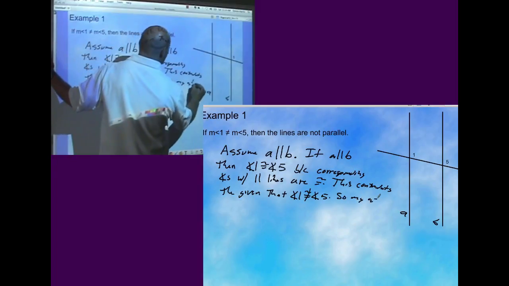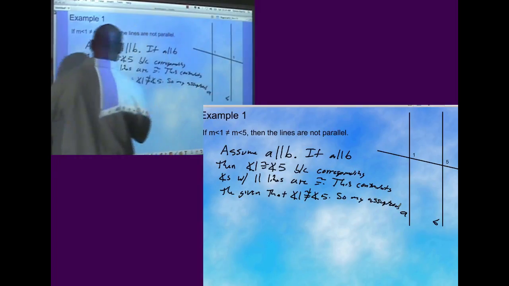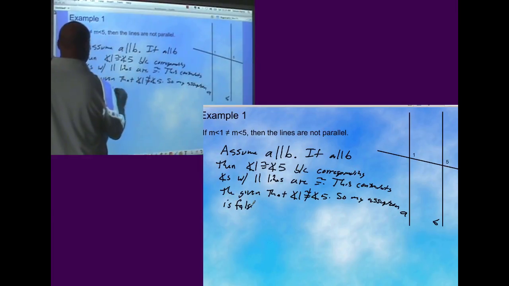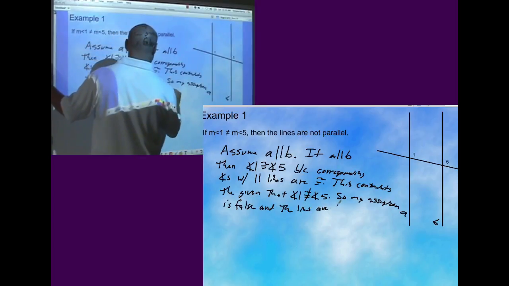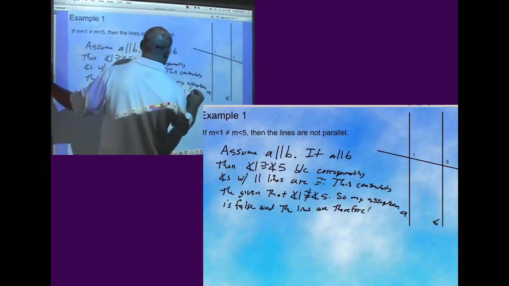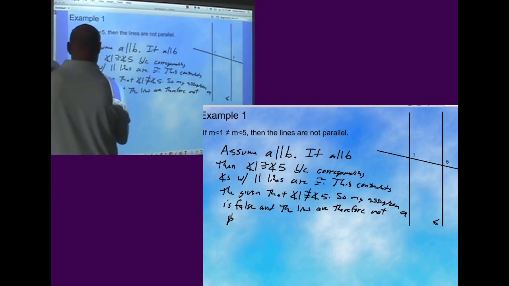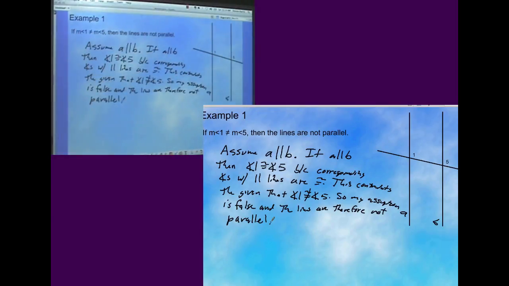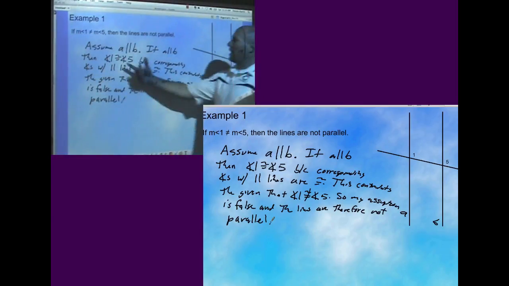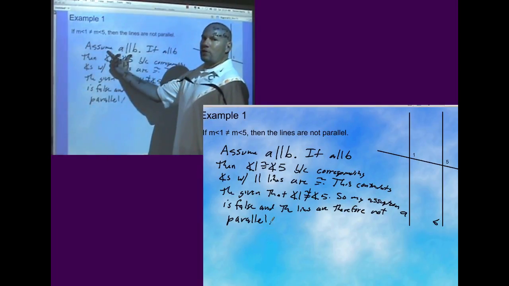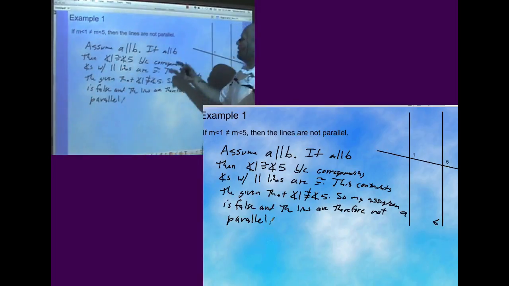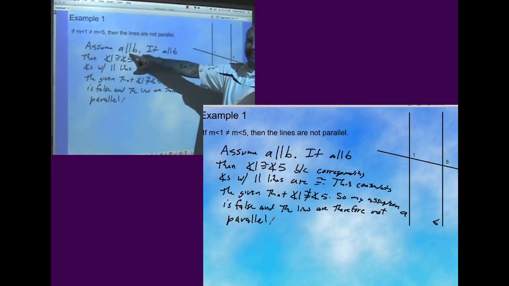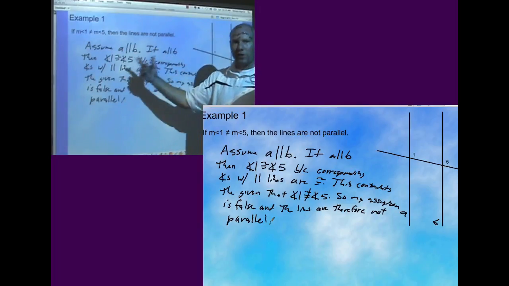So my assumption is false, and the lines are therefore not parallel. Right? Simple enough. That's a proof by contradiction. I followed my 3 steps. I assumed the opposite of what it was that I was trying to prove. I wanted to prove they're not parallel, so I assume they are parallel. Then I take that information, that thing that I've assumed there, and start following the logical consequences.